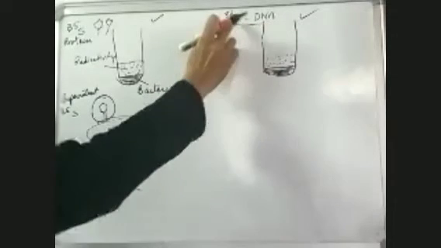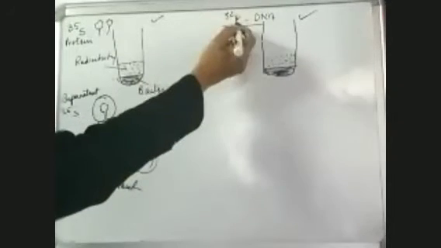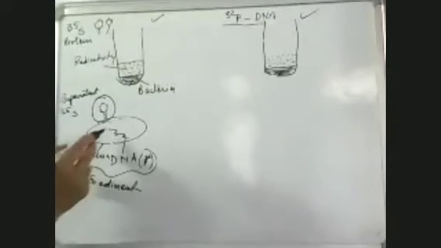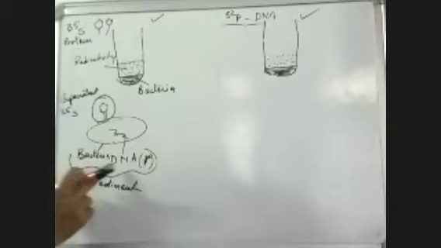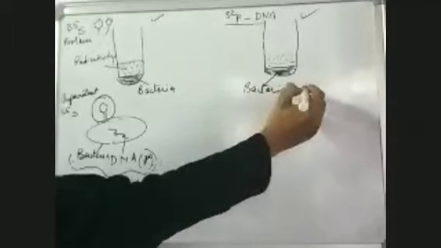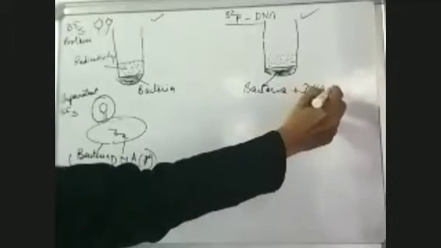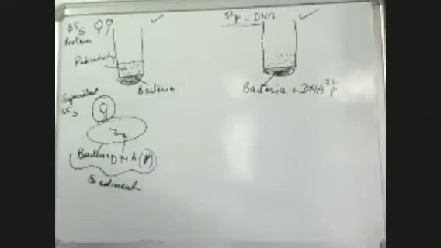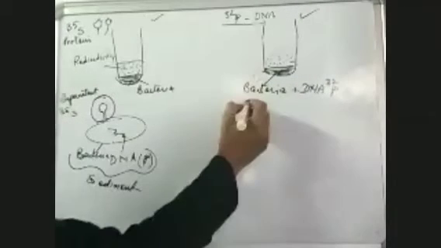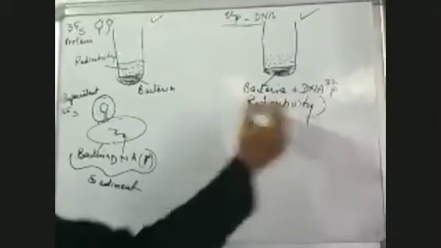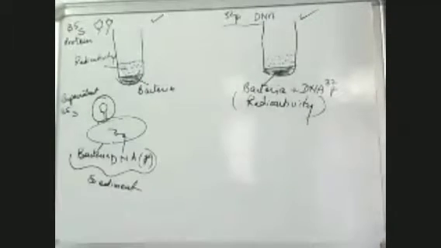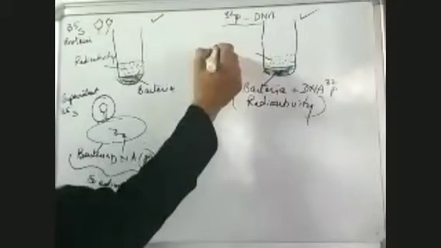Whereas in the second case, what happened? We grew this group of bacteriophages in P32, and P32 means it will label DNA. And where is DNA? DNA is inside the bacteria, and this bacteria and DNA in the tube form the sediment. That means the DNA is labeled by P32. So in this case, radioactivity was detected in the sediment, whereas the supernatant was not radioactive. This showed no radioactivity.